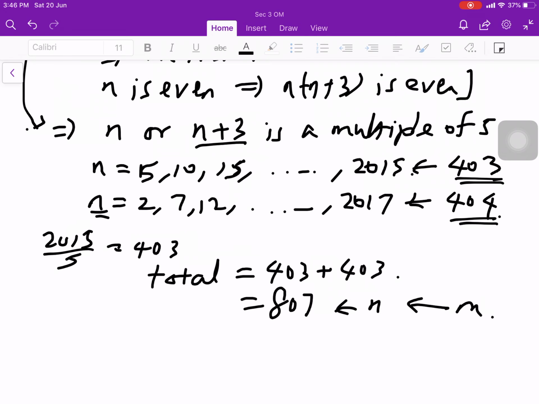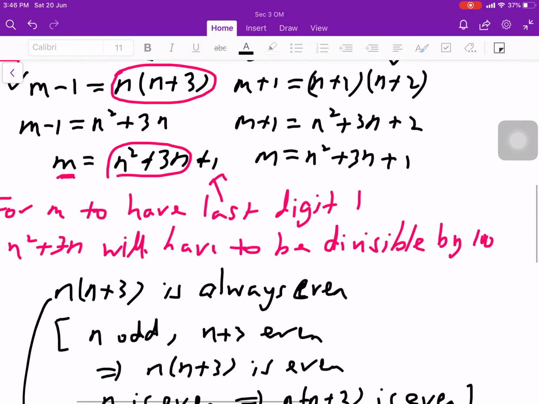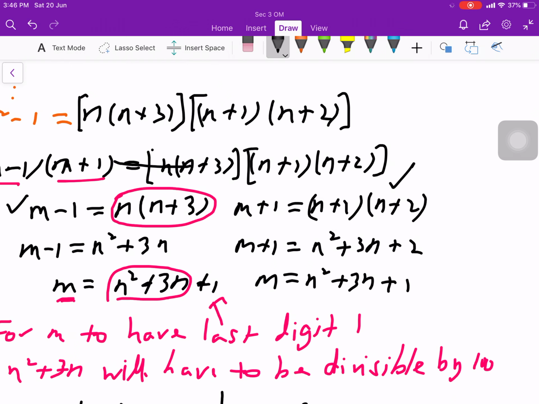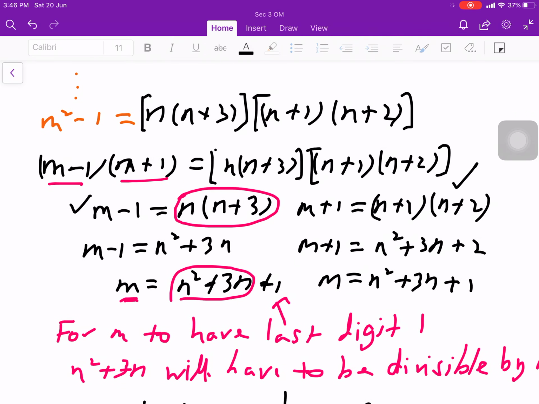Okay, let me scroll up the solution so that you can see what we are doing. This question is not that difficult if you can see the so-called factorization. Therefore, let's look at this.